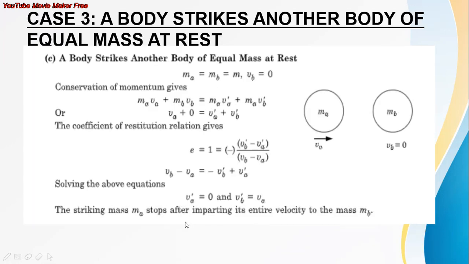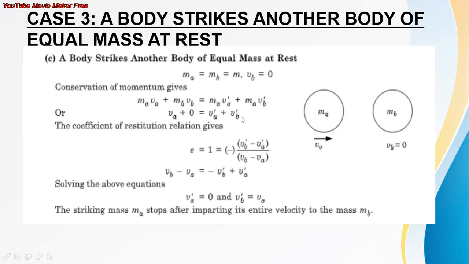Third case, a body strikes another body of equal mass at rest. In this case, there is a mass ma and there is mb. These two masses are equal, that is m equal to m, and the initial velocity of mb is 0, and the velocity of ma is va, right? So initial velocity of ma is va. Now we again use conservation of momentum, that is ma va plus mb vb equal to ma va dash plus mb vb dash. We put vb equal to 0, and we get va equal to va dash plus vb dash.